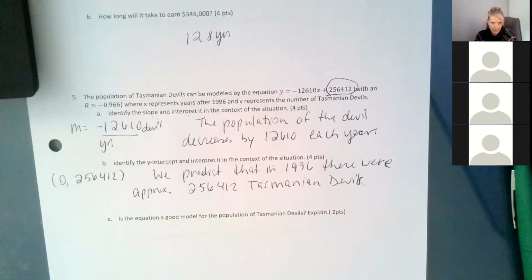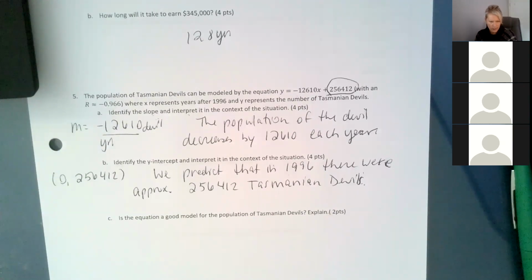And then C says, is the equation a good model for the population? And I want you to explain. Anybody want to chime in? What are your thoughts?